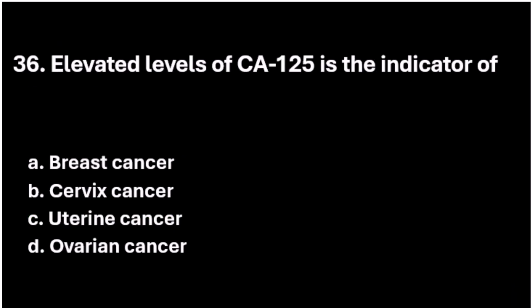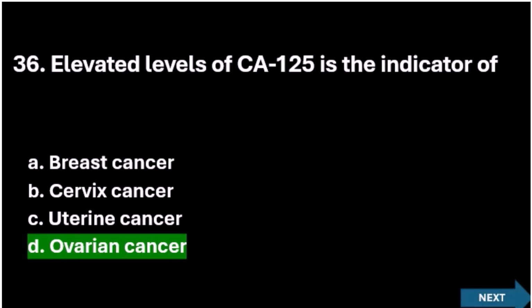36. Elevated levels of CA125 is the indicator of: option A, breast cancer; option B, cervix cancer; option C, uterine cancer; and option D, ovarian cancer. Right answer is option D, ovarian cancer. CA125 is the indicator of ovarian cancer when it is found in elevated numbers.